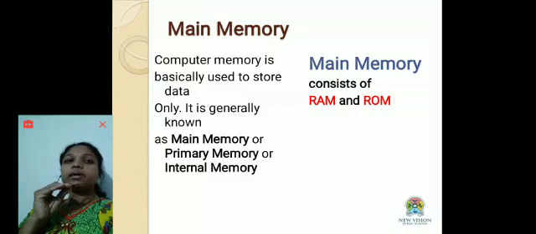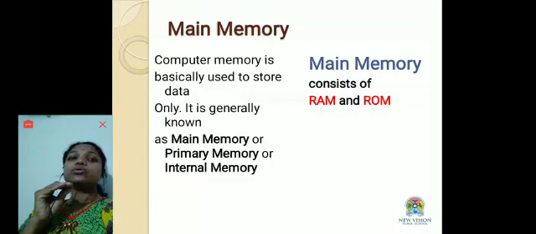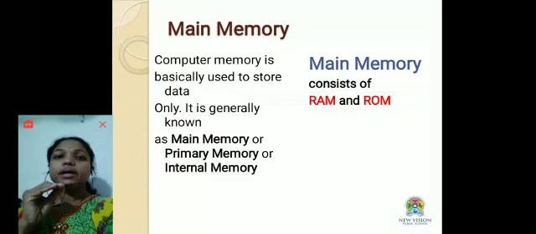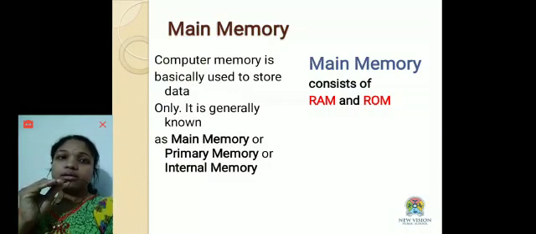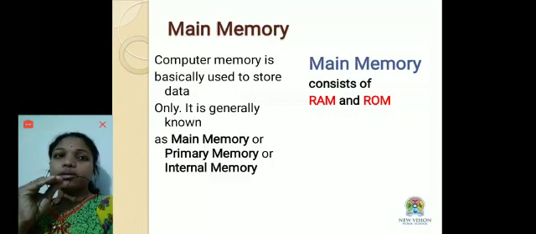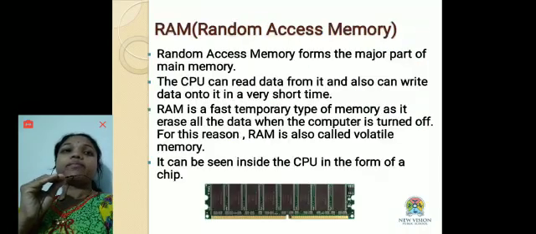So see, main memory. What is the role of main memory? The role of main memory is basically used to store data only. The only use is for storing data. That's also called main memory, primary memory or internal memory. Main memory consists of two types of memory. One is RAM and the second one is ROM.